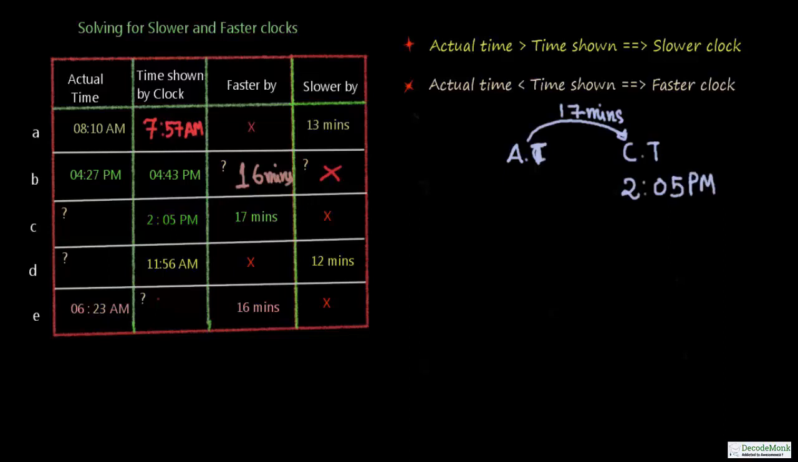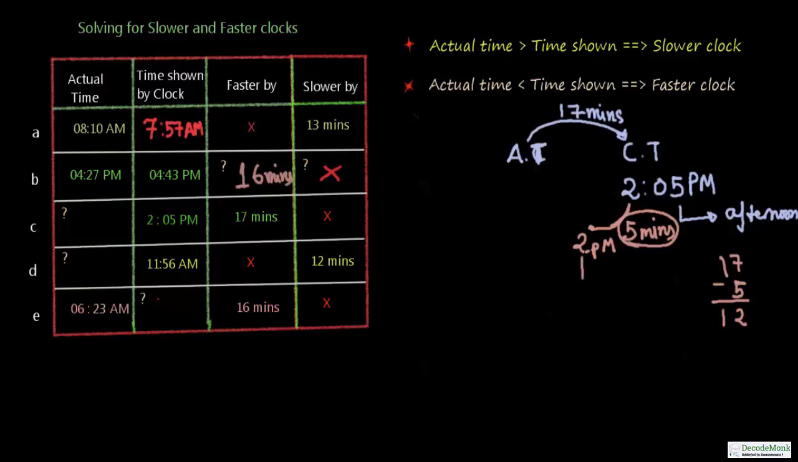2:05 p.m. means sometime in the afternoon. Then to solve this question we have to subtract from 2:05 how many minutes? 17 minutes. So first of all we will go to some comfortable time, and that is equal to 2 p.m. So from 2:05 p.m. to 2 p.m. is 5 minutes. We have jumped backward 5 minutes. Now how many minutes are still left? 17 minus 5 is 12 minutes.